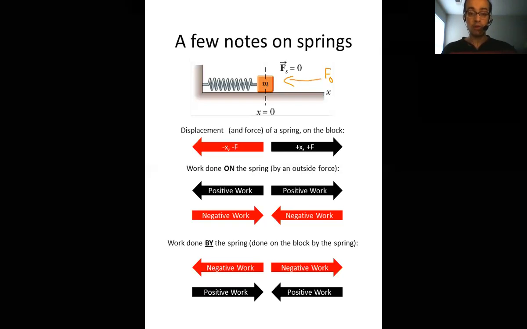Work done on the spring is positive work if you're displacing away from the 0 position, negative work if you're displacing towards the 0 position. However, when we're looking at work done by the spring, it's the exact opposite. So just keep that in mind for the rest of your life.